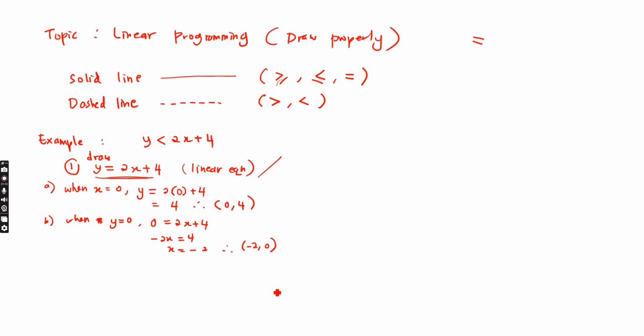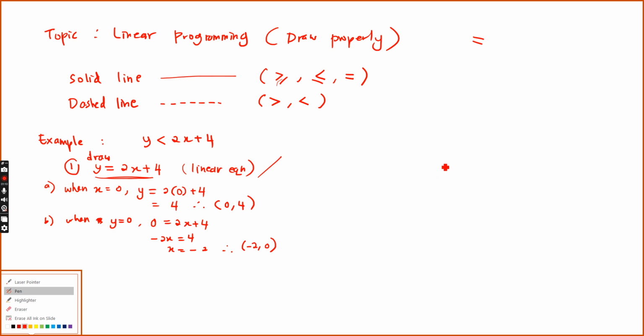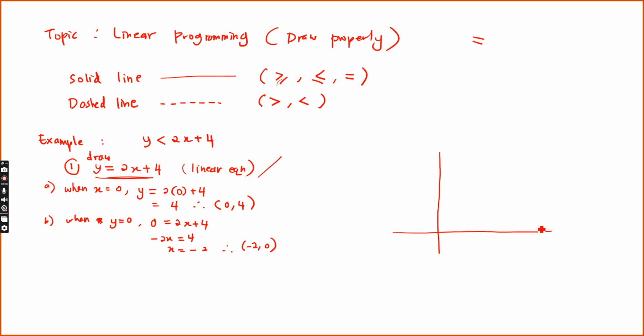Once you have these two coordinates, you can start to draw. Use a proper ruler, don't follow mine, because right now I cannot use a ruler. First of all, use a ruler and use a proper scale. If you use 1 cm here, then for all of the scale you must use 1 cm. So 2, 4, 6, 8, and then here also 2, negative 2.